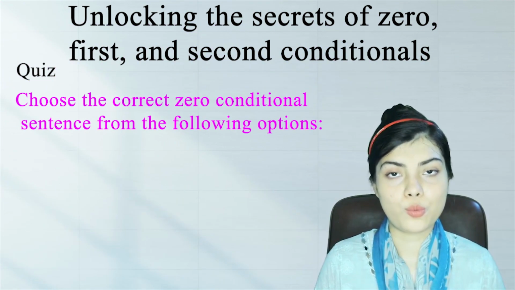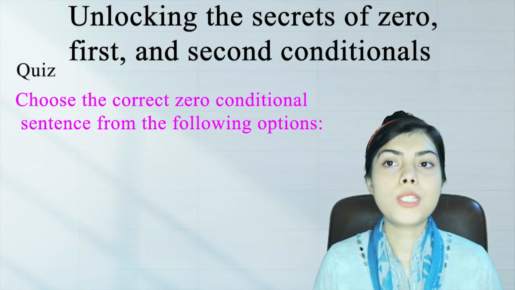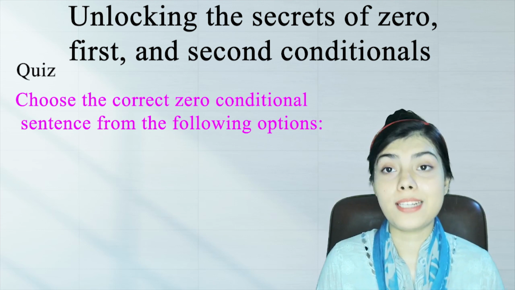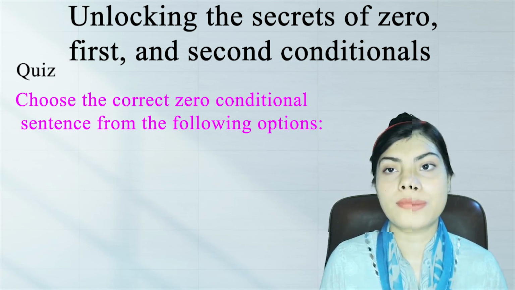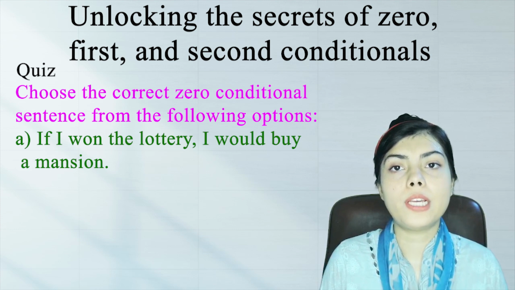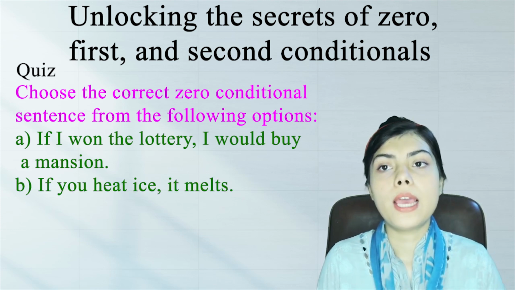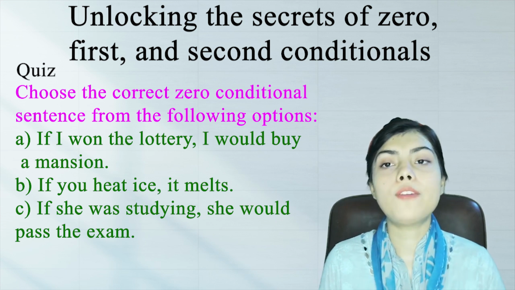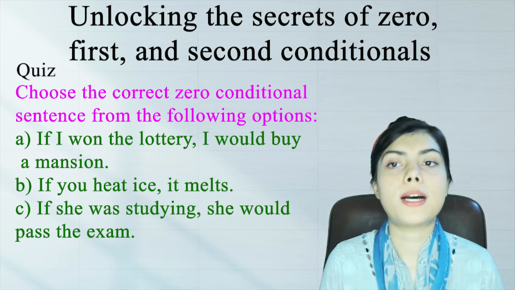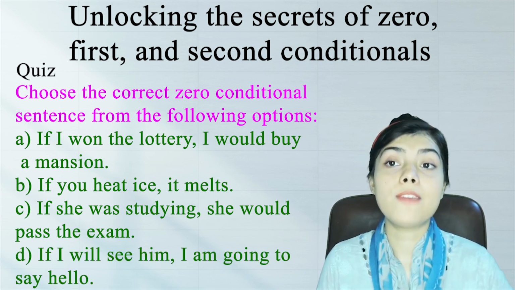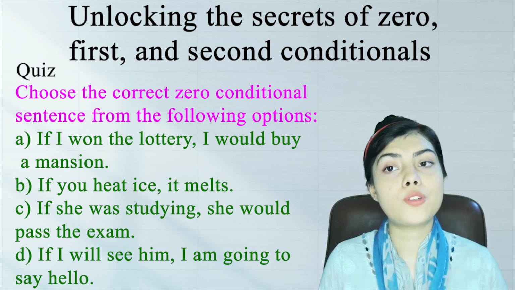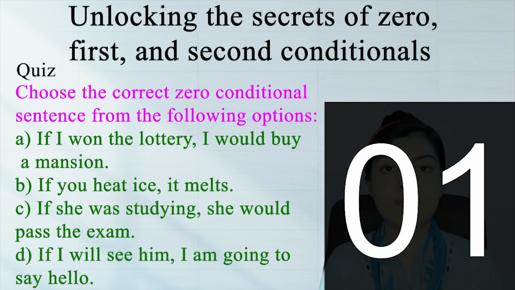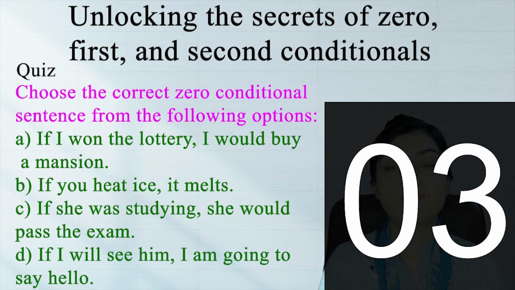Question number 2. Choose the correct zero conditional sentence from the following options. If I won the lottery, I would buy a mansion. If you heat ice, it melts. If she was studying, she would pass the exam. If I will see him, I am going to say hello.